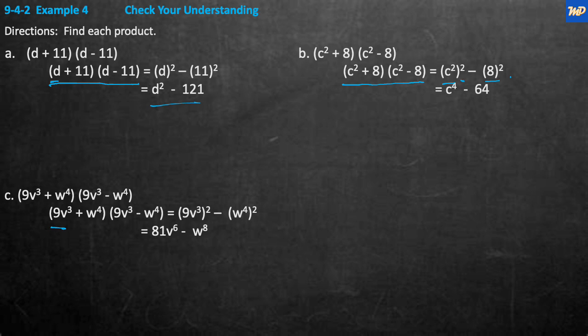How about for c? 9v cubed plus w to the fourth power times 9v cubed minus w to the fourth power. Rewriting the problem, like we said, always rewrite it, and then put parentheses around the terms. 9v cubed with the parentheses squared minus w to the fourth squared with the parentheses. And when you do that, you realize, oh yeah, I've got to square the 9, 81. And then v cubed squared is v to the sixth, because you multiply exponents when raising a power to a power. And minus w to the eighth power. w to the fourth squared is w to the eighth.